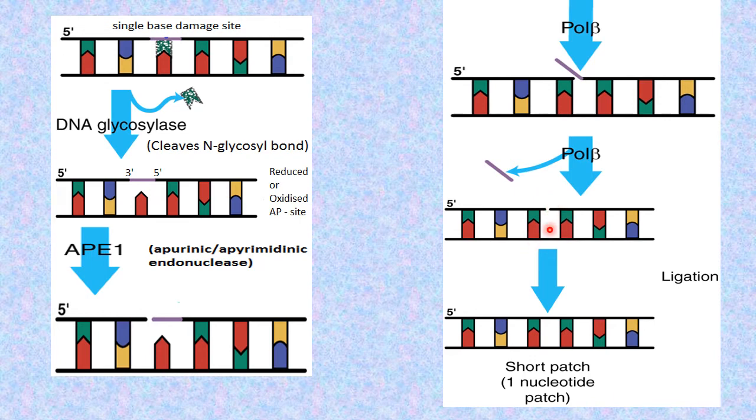And now this nick is detected and recognized by another enzyme, that is ligase, and ligase we know is responsible for the formation of the phosphodiester bond. So a proper phosphodiester bond is formed, and the single base damage that was caused because of varied reasons has been repaired. This is the short patch or one nucleotide patch repair mechanism of base excision repair.